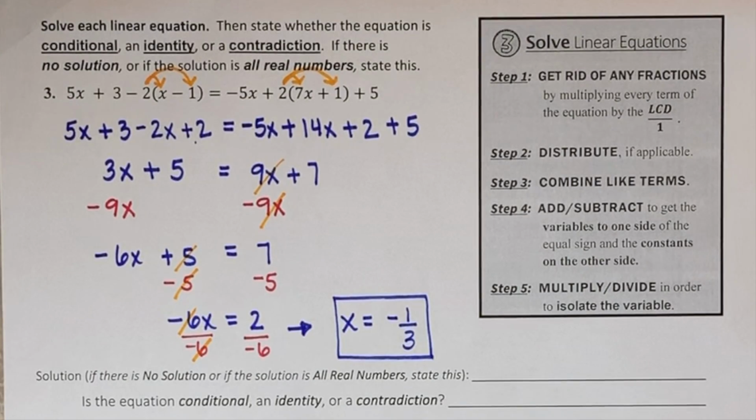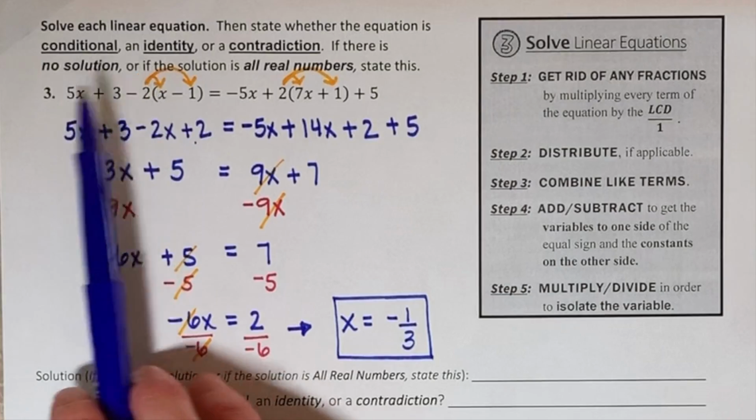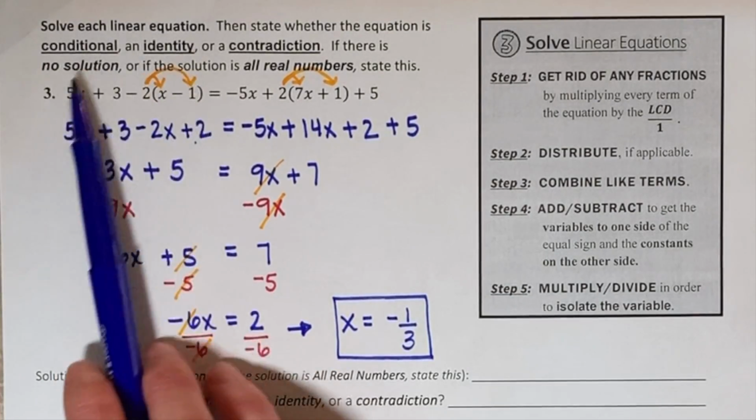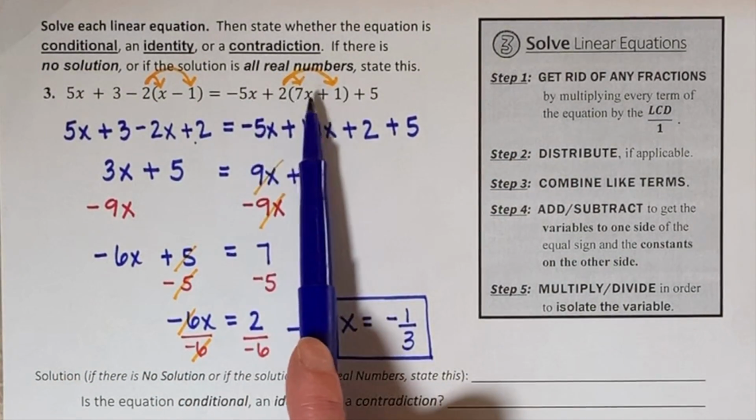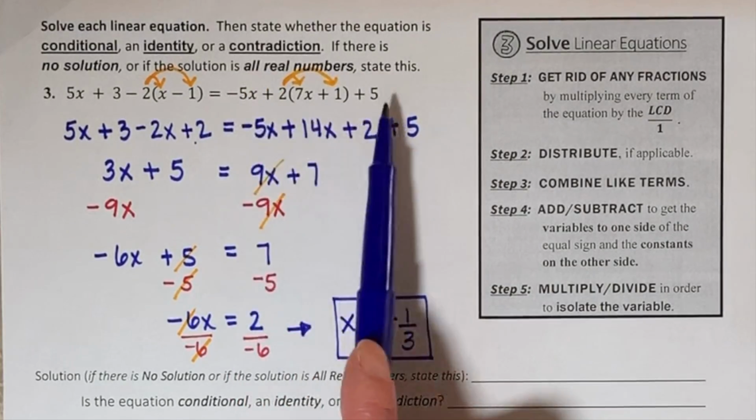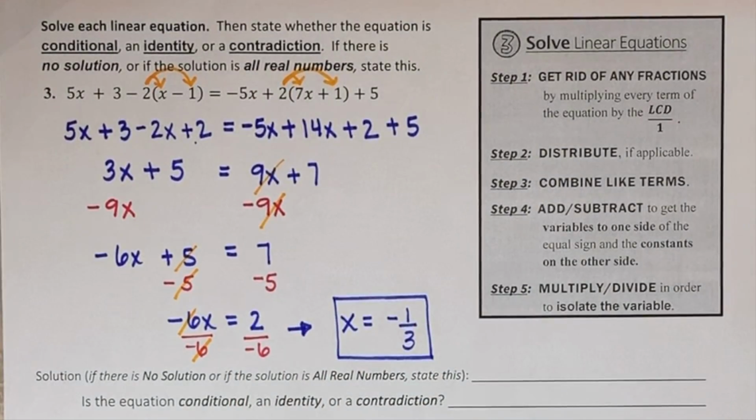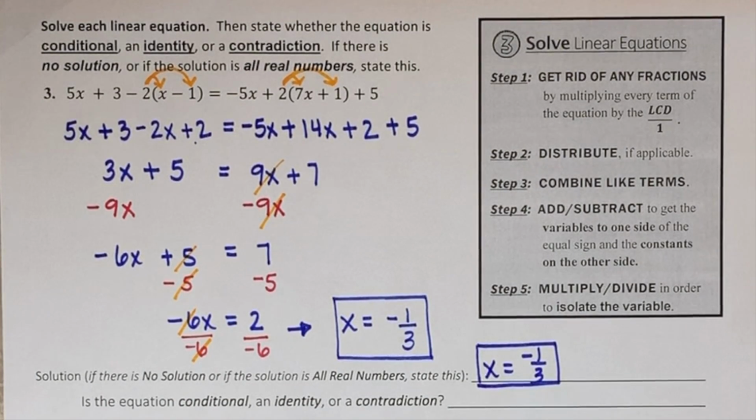You can use a calculator to quickly check your work here. Plug in -1/3 for x here and calculate this. You'll get some value. Then plug in -1/3 for x on the right side and you should get the exact same value. To write our final solution, we can either write x is equal to -1/3 like this, or we can write our answer using solution set notation, which would look like this.